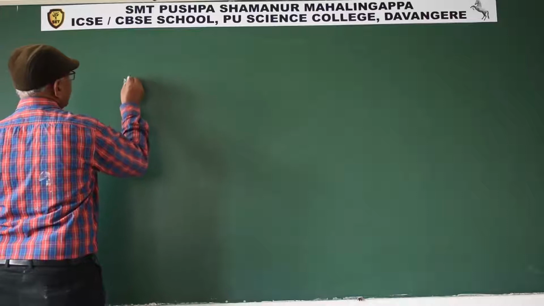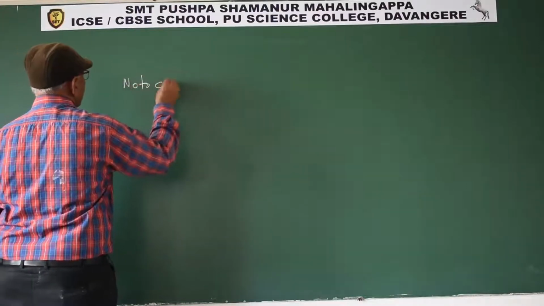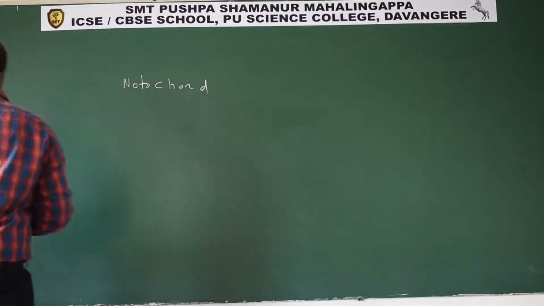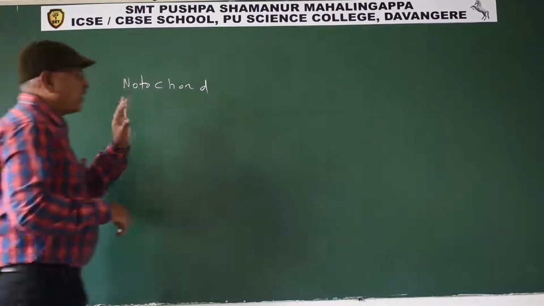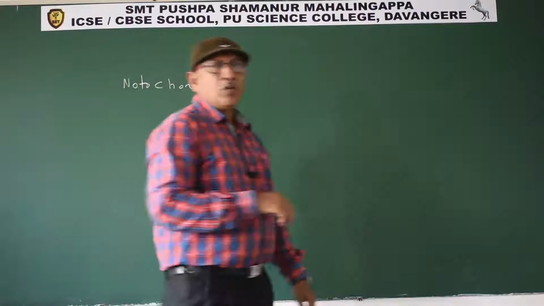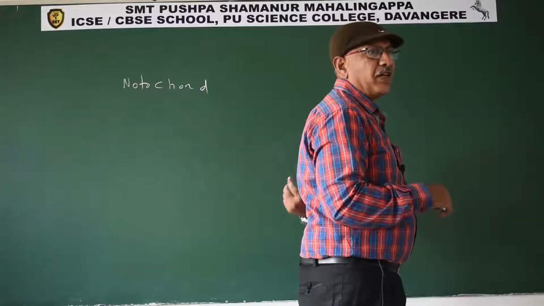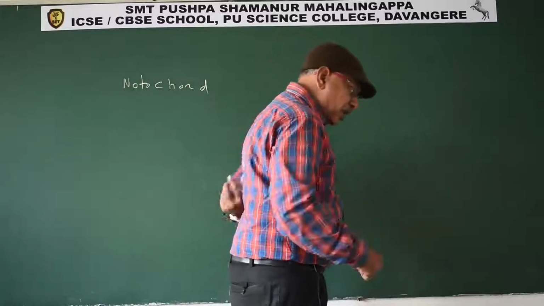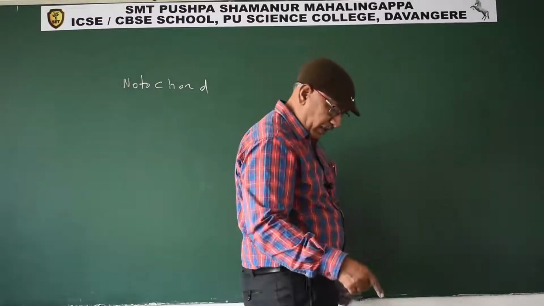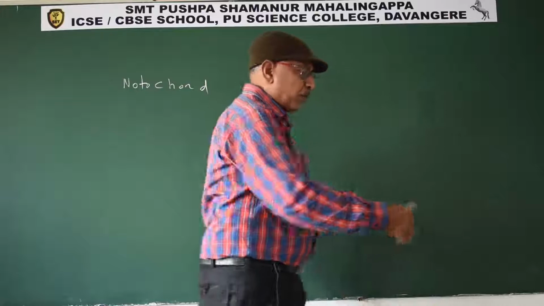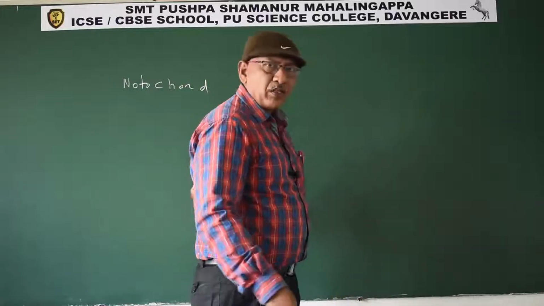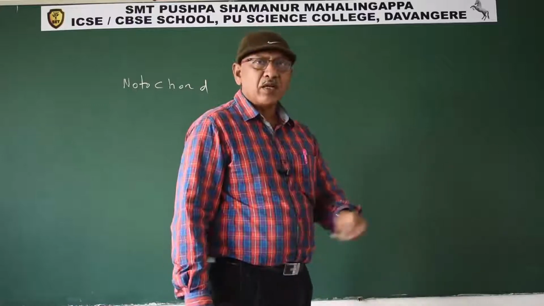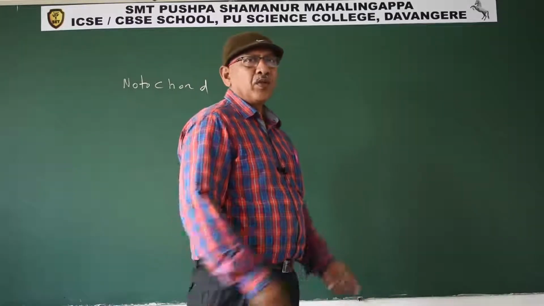Notochord. Notochord is a stiff rod-like structure present on the mid-dorsal surface. Once again, what is dorsal? The part of the body away from the substratum. It is the substratum. The part of the body away from the substratum, dorsal. The part of the body nearer to the substratum is ventral.